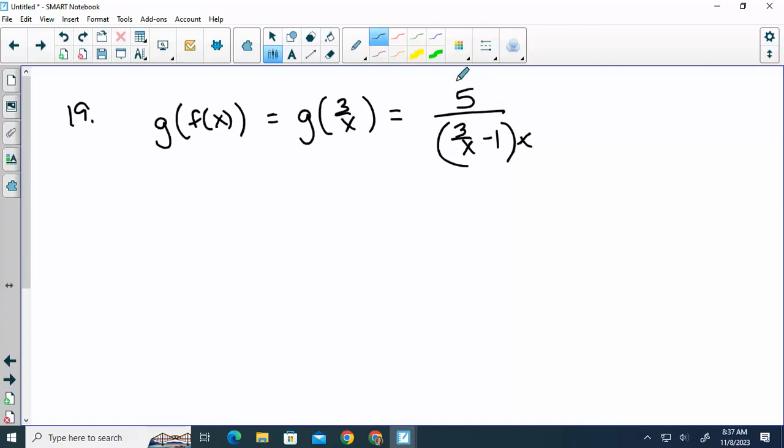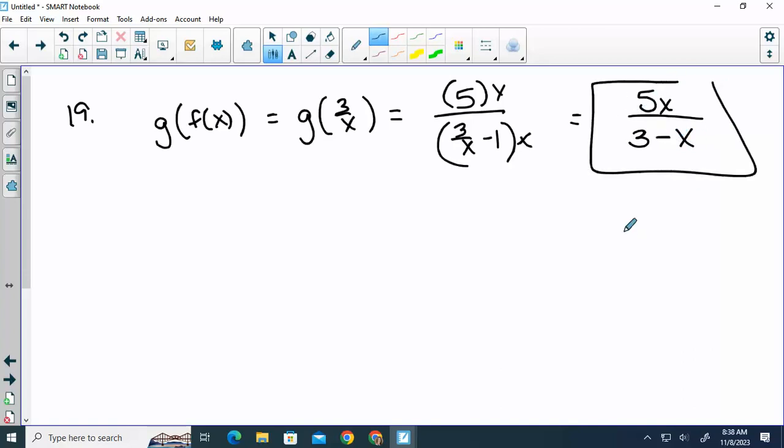Okay. You take x times everything. So 5 times x is 5x. 3 divided by x times x is 3. Minus 1 times x is x. A lot of people miss that second x there. So that's my composition. For the domain, where do we have to look?